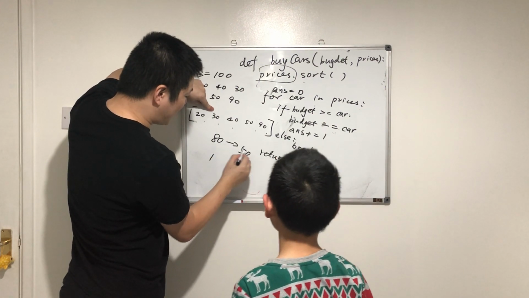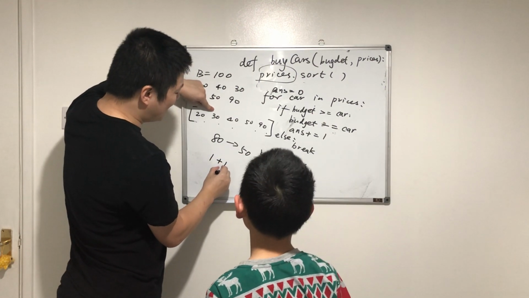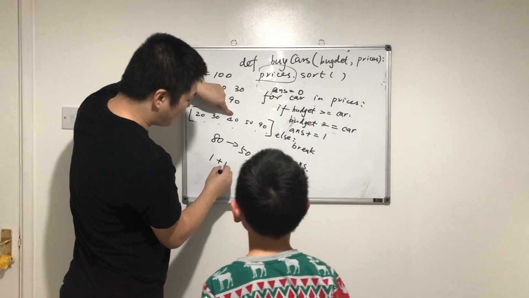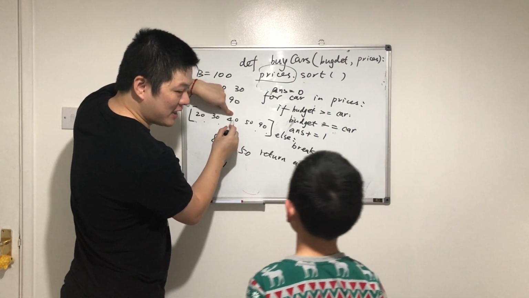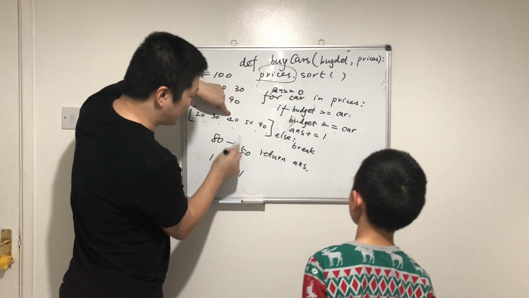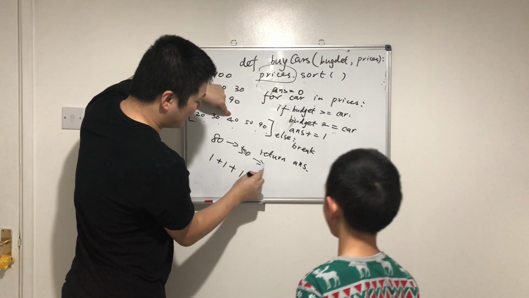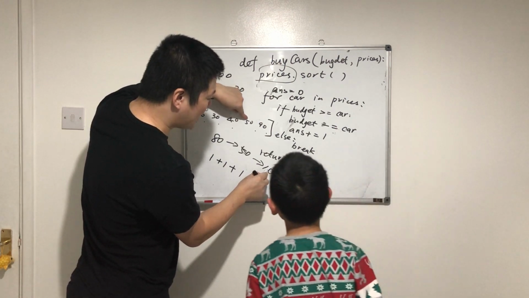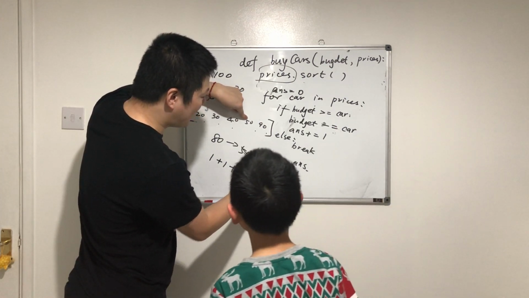Then it will become 50, and then answer becomes one more, yeah? Okay, and move next. Is 50 bigger than 40? Yes. Plus 1, and then this 50 minus 40, that will become 10. Okay. Is 10 bigger than 50? No, then I break.